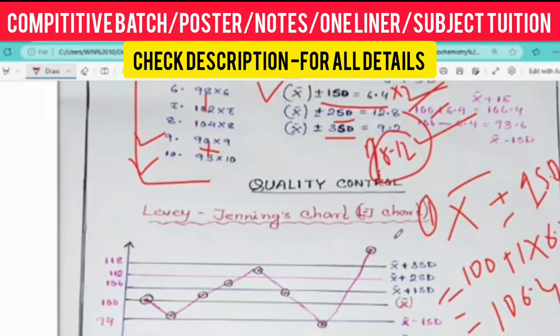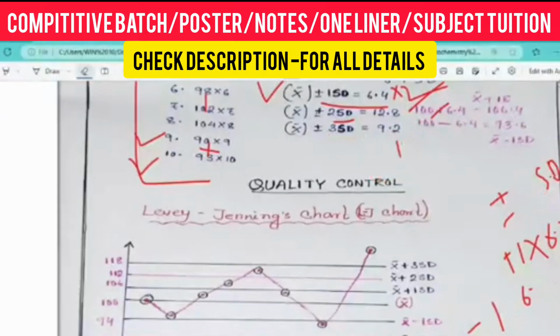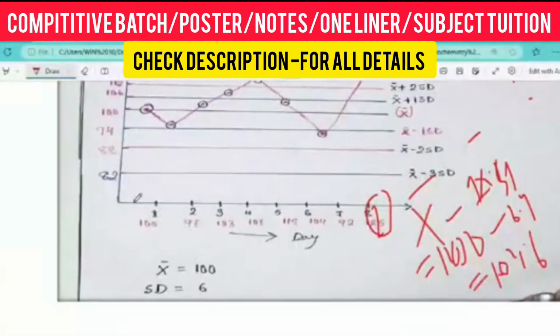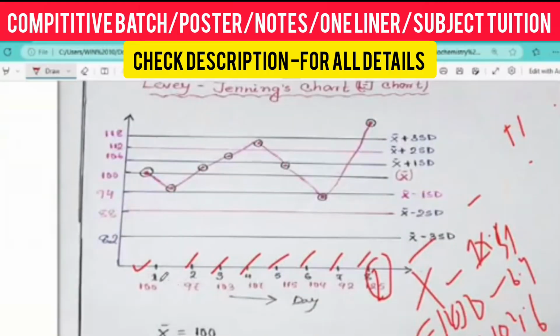How is it happening? See the graph. Now here is the day. The first day, second day, third day, fourth day, fifth day, sixth day, seventh day, eighth day. Getting my point? Here should be the day. In this day, how are we getting? It is x bar, right? X bar is equal to how much? X bar is equal to 100. Yes or no? X bar plus minus.